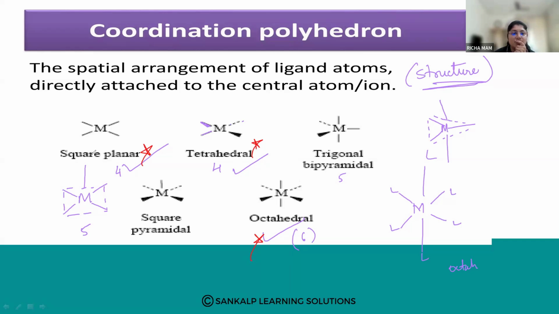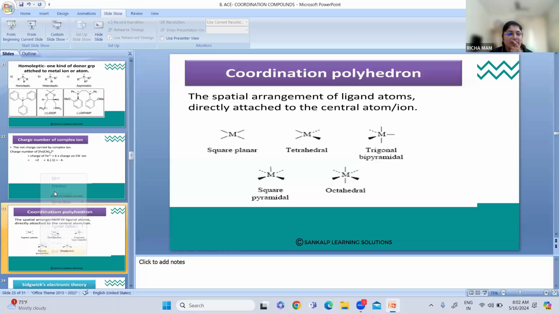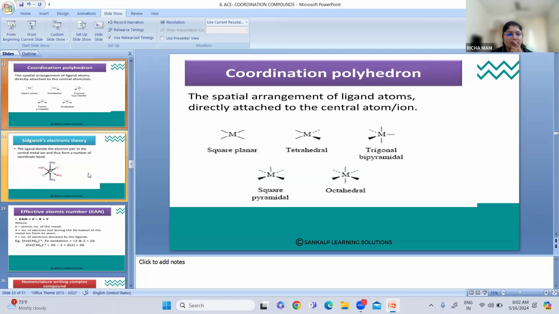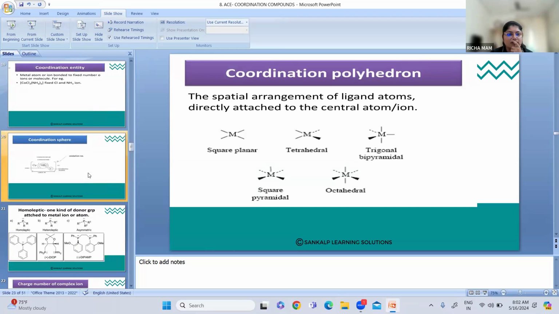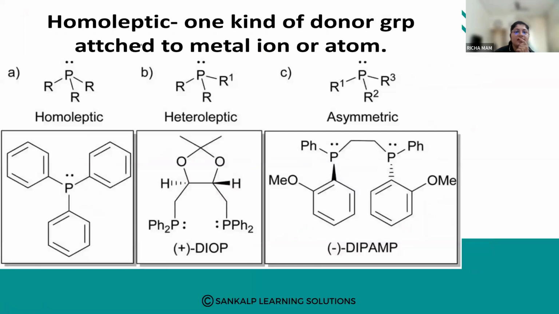This represents your coordination polyhedron. Fine. Then next we are going to discuss something called homoleptic and heteroleptic. Now, what do you mean by homoleptic?